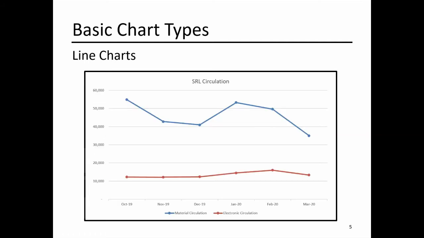The next type are line charts. With line charts, data points are plotted on the chart and lines are used to connect the points. Line charts are most commonly used to show increasing and decreasing data trends over time. In this example that you see here, this line chart is illustrating the material and electronic circulation fluctuations over the course of 6 months.